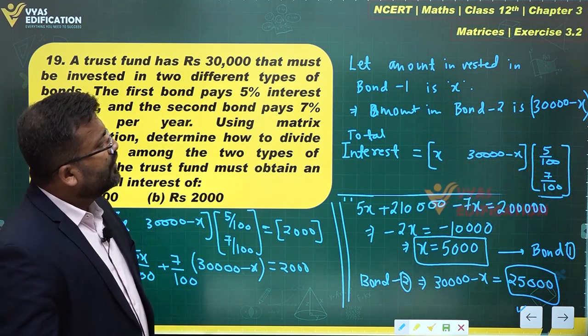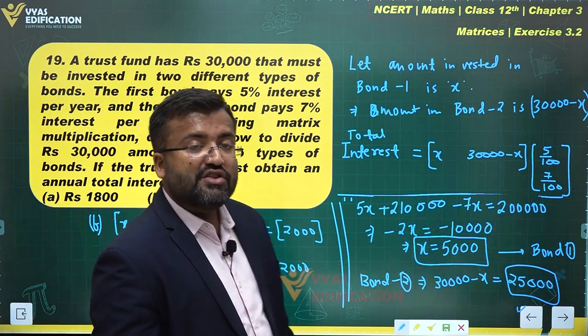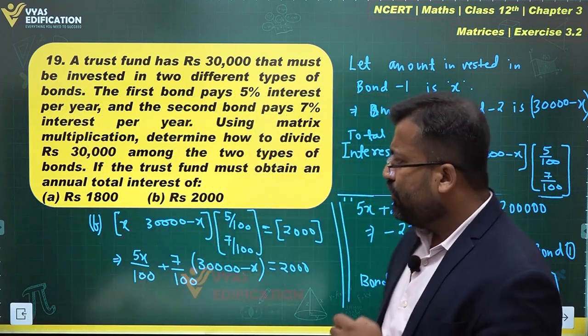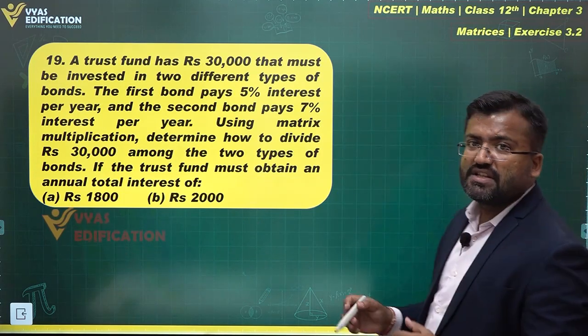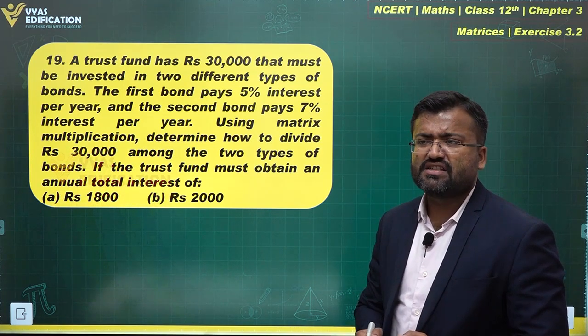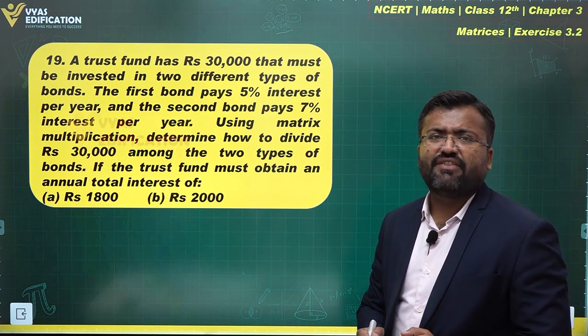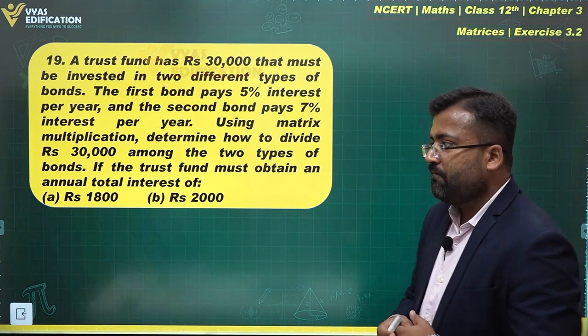Okay. Could we solve this question in any other way? Yes, this question could have been solved in another way. We could have used two variables. What are the two variables? Instead of using x and 30,000 minus x, we could have said, okay, let's divide the amount 30,000 in two parts, which are x and y.